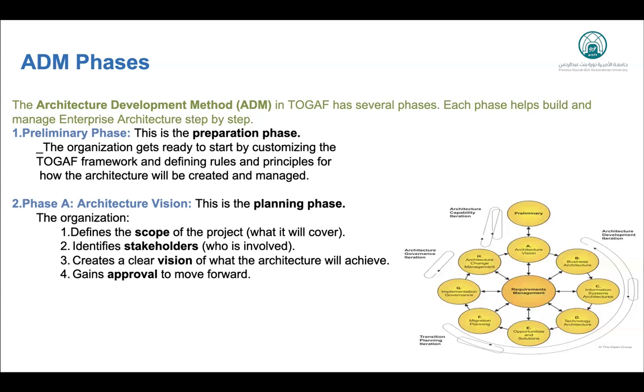Second, identify the stakeholders. Who's involved? Government officials, engineers, citizens. Then we're going to set the vision. What do we want the city to look like in 10 years, for example? What's our target in the future? Last thing, get approval. Make sure all decision makers agree on the plan before the construction starts.